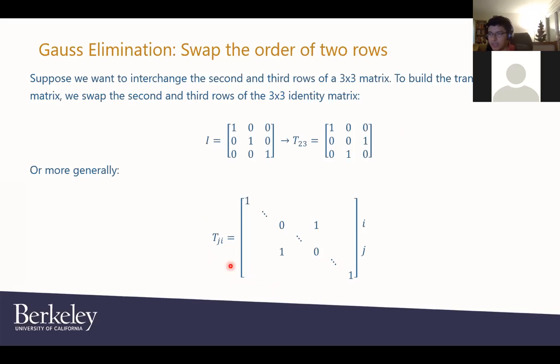And in a more general case, look at the nomenclature we're using here: T is for transformation, T 2,3 means exchange rows 2 and 3. So for T J,I, which means exchange rows J and I, we have a matrix like this. It has ones in the diagonal, so basically the identity matrix, except for rows I and J, which have been exchanged like this.